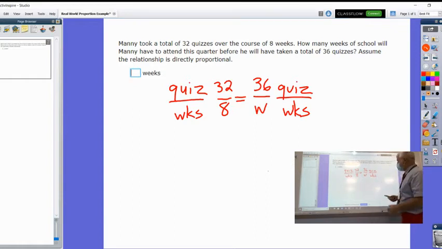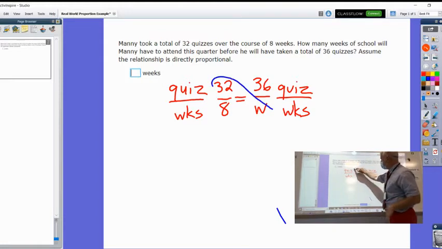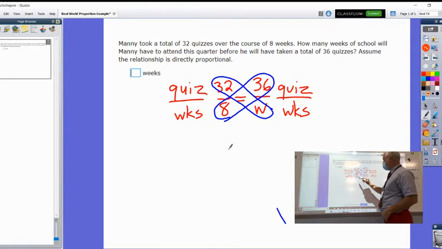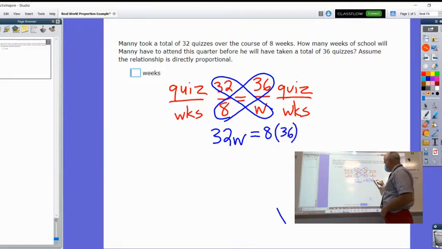Now to solve this proportion, I'm going to cross multiply, even though some of you could probably do it in your head because 32 and 36 are easy equivalent fraction numbers. But we'll do it by cross multiplying because that works for everything, even the hardest numbers. I'm going to multiply 32 and W, and 8 and 36. That gives me these two cross products: 32 times W equals 8 times 36.